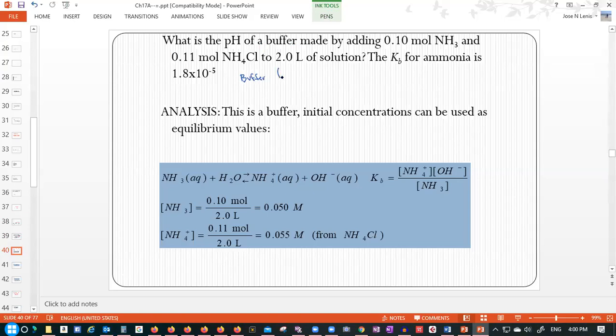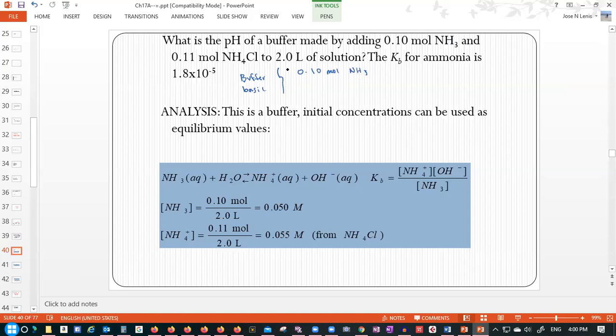The buffer must have two things. In this case, what kind of buffer is this? Acidic or basic? What would you say? I would say it's basic. Why? How do we know? Because they are using ammonia, and we know ammonia is a base. It's a weak base. So this buffer contains 0.10 mole. Careful, it doesn't say molar. It says just moles of NH3.